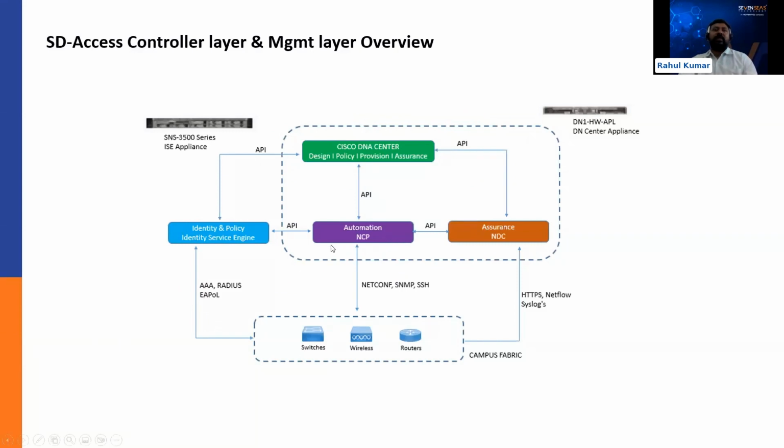So I'll go further in detail with the SDXS controller layer and management layer overview. This presented diagram describes the controller layer. Now we'll discuss another layer of SDXS, which is called the controller layer. The controller layer provides all required services and management subsystems to the management layer. There are three main controller subsystems: Cisco NCP, Cisco NDC and NDP.